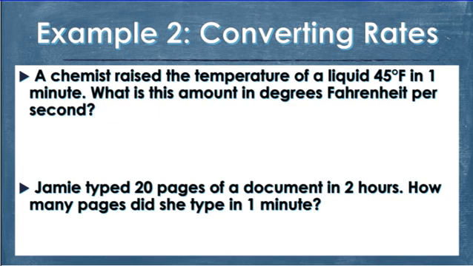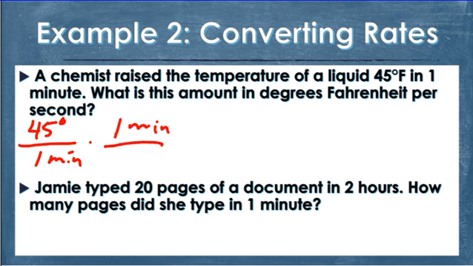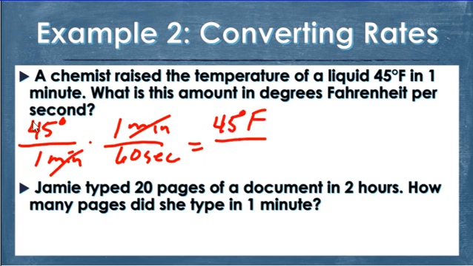Next one, a chemist raised the temperature of a liquid 45 degrees in 1 minute. So 45 degrees in 1 minute. What is this amount in degrees Fahrenheit per second? So I need to get rid of my minutes. So 1 minute equals 60 seconds. So now my minutes cancel out and I'm left with 45 degrees Fahrenheit over 60 seconds. I can reduce, I can divide by 15.